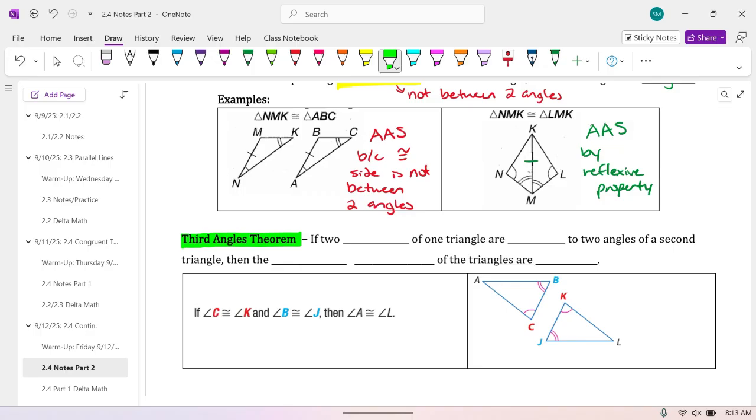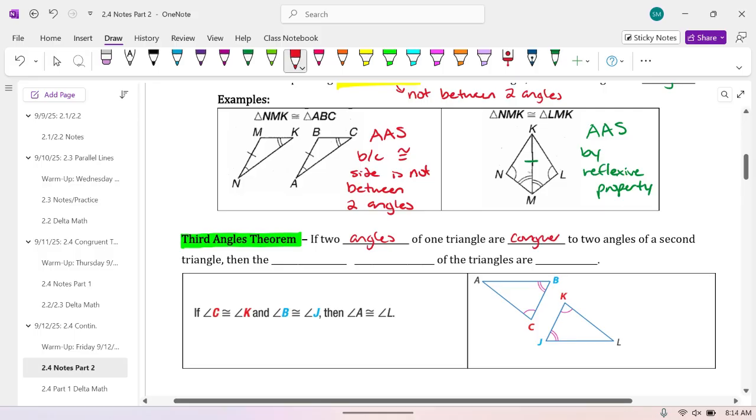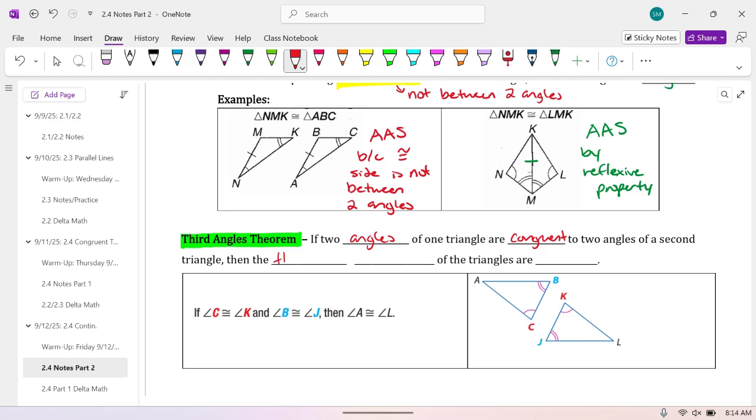All right. So if two angles of one triangle are congruent to two angles of the second triangle, then the third angles of the triangles are congruent. All right, and again, that's because of the triangle sum theorem. So we know this to be true because of the triangle sum theorem. We have two congruent angles, add them together, subtract from 180, it'll give you the same angle as the third angle.